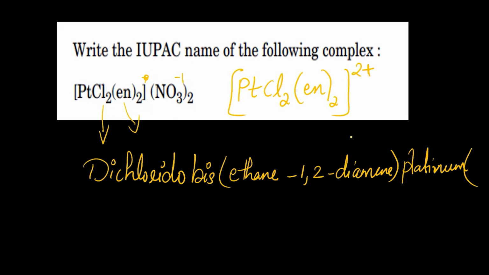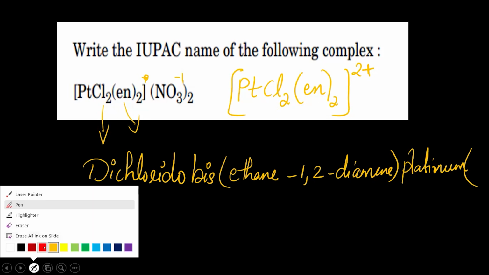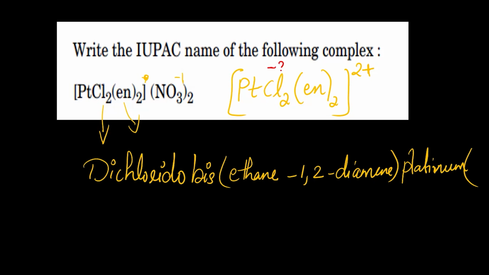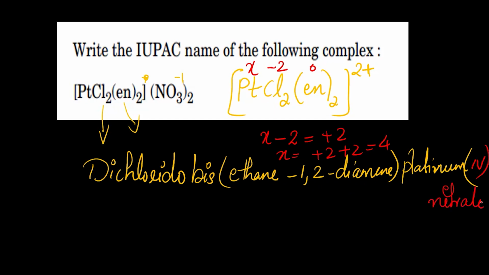So en is a neutral ligand. Chlorine is -1 each, so -2. Let the oxidation state be x. So x - 2 is equal to +2. So x is equal to +2 +2, that is equal to 4. The oxidation state of platinum will be 4 in this case. Outside the bracket, the counter ion is nitrate, so write its name as nitrate itself. So got the idea.